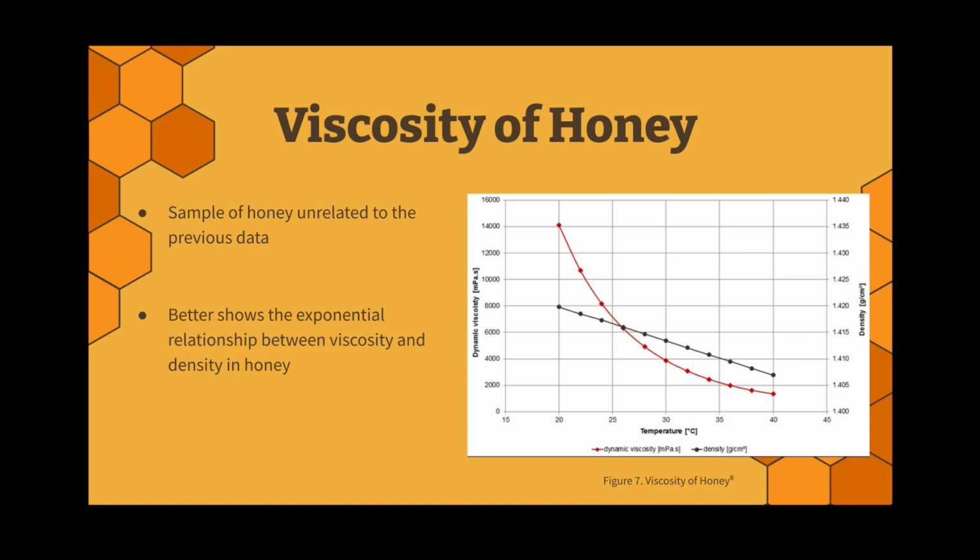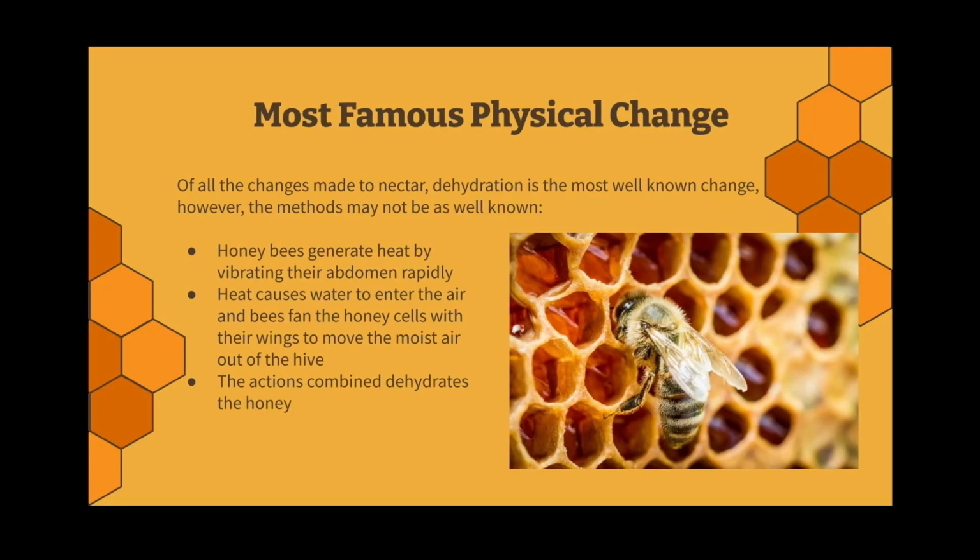Looking at the graph, we have a density versus temperature line in gray and a viscosity versus temperature line in red. While this graph shows an exponential relationship between temperature and viscosity, you can expect a similar relationship to form between density and viscosity. In the figure, the density is increasing due to the temperature decreasing. However, if the density were to increase due to water evaporation, you would see a similar trend with the viscosity corresponding to the density. Of all the changes made to nectar, dehydration is the most well-known change.